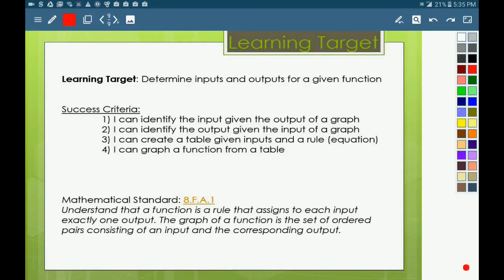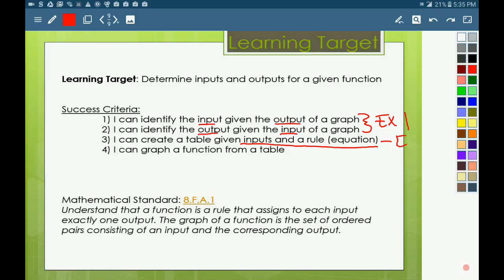So I hope that was a quick and easy lesson for you. Today we determined inputs and outputs for a given function. Did a lot with inputs and outputs. We were able to identify the inputs given the outputs. We were able to identify the outputs given the inputs. Both 1 and 2 were in example 1. And then we created a table given inputs and a rule or an equation.